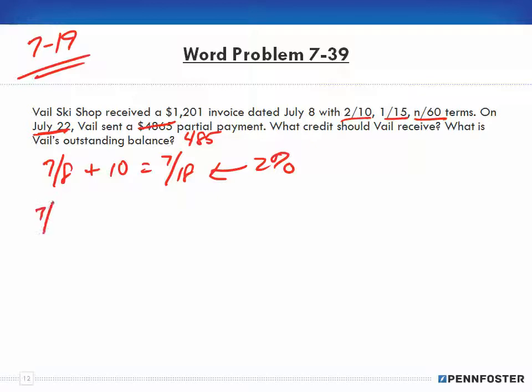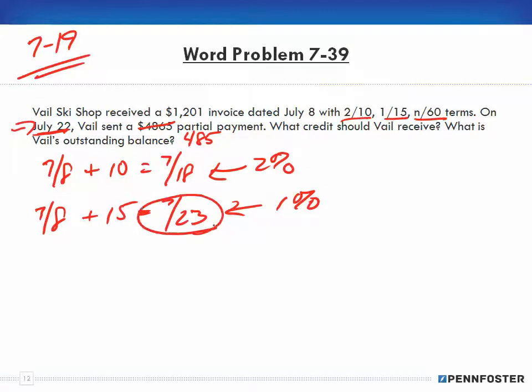And if I have 1% for 15 days, that would be 7/23, which would be 1%. Okay. Well, if it's on July 22nd, that falls within this period here, so I'm able to take a 1% discount. Right? Now, it says Vail sent a partial payment of $485.